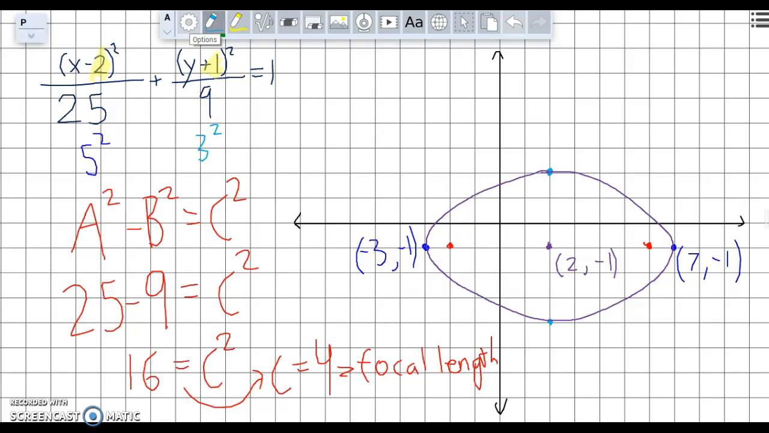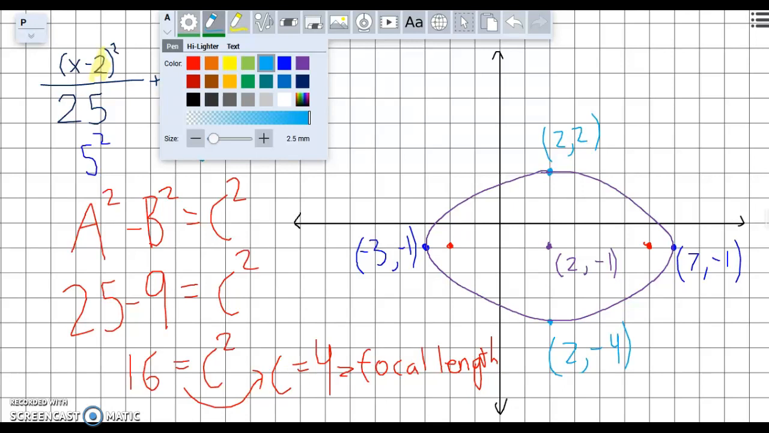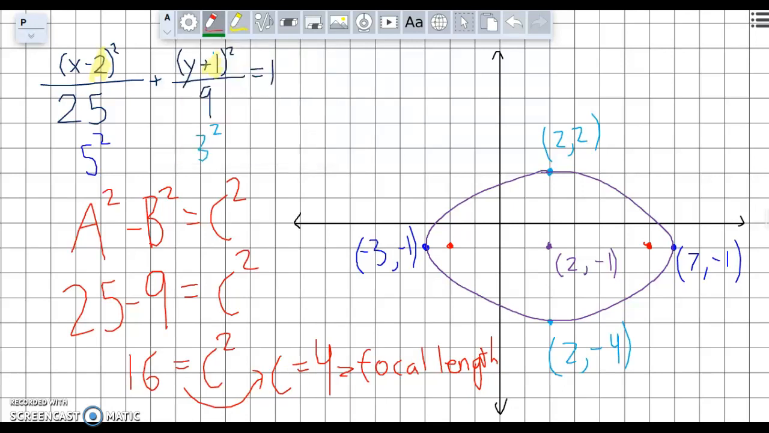Going up by 3, I reach the point 2, 2. Down, I reach 2, negative 4. The focuses I got by moving 4 left and right, so adding and subtracting 4 to the x. Those are my vertices, co-vertices, focuses, and my center.